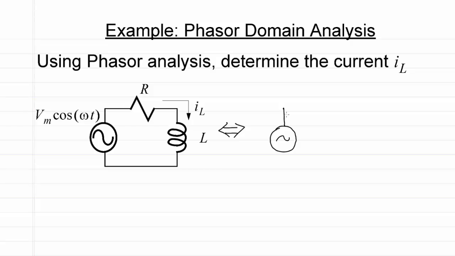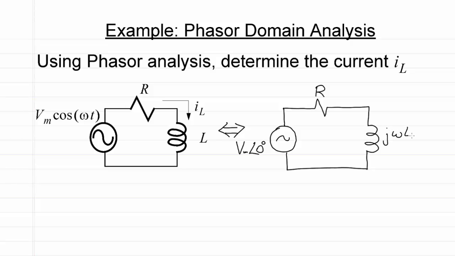The symbol for a resistor in the phasor domain is the same as the symbol for a regular resistor, and the symbol for an inductor is the same symbol that we had for the inductor before. Now our voltage source will be expressed as a magnitude Vm at an angle, where the angle is the phase of the original voltage source, or 0 degrees. Resistors in the phasor domain are simply equal to resistors in the time domain, while inductors become j omega L.